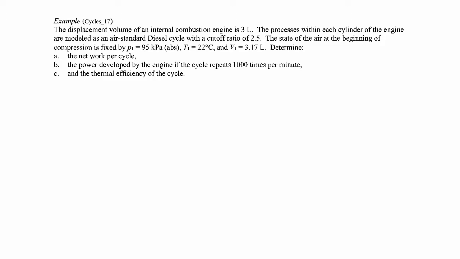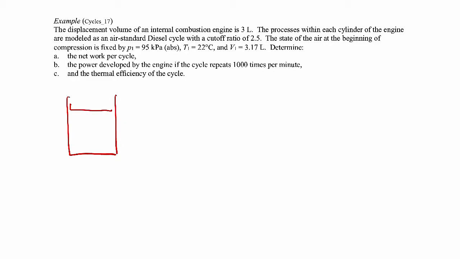The state of the air at the beginning of compression is fixed, and we're given the pressure, temperature, and volume. We're asked to find the net work per cycle, the power developed by the engine if the cycle repeats 1,000 times per minute, so like 1,000 RPM, and then the thermal efficiency of the cycle. So let's go ahead and sketch out a picture here.